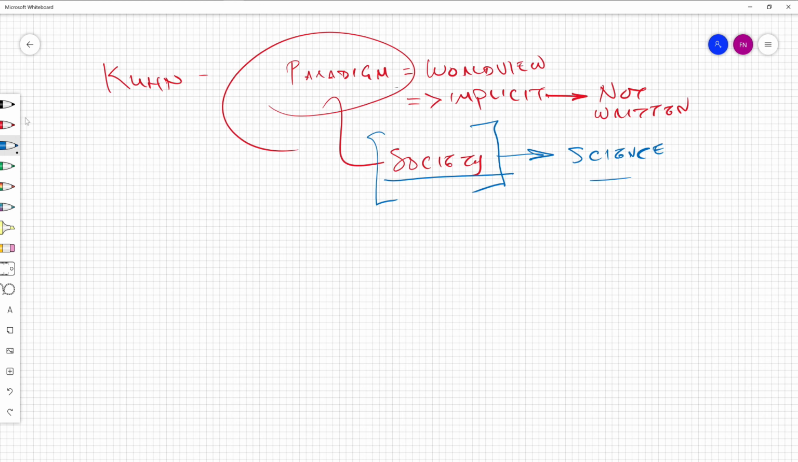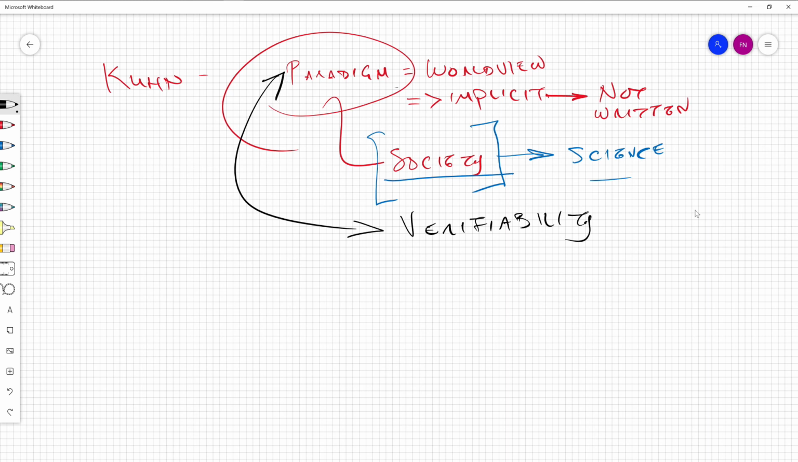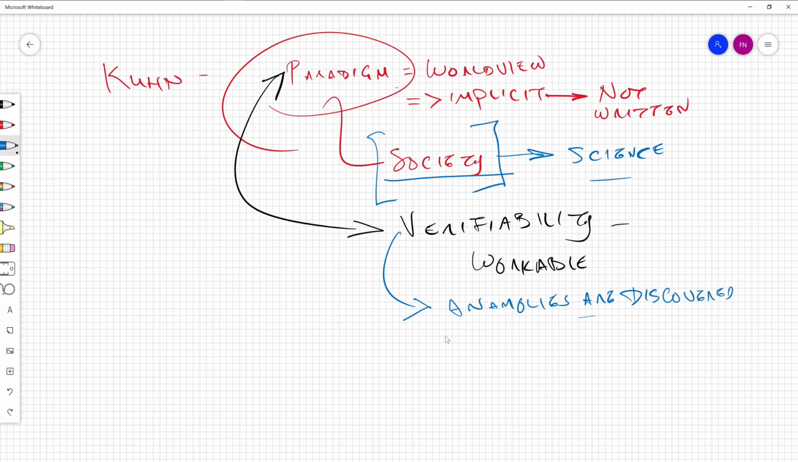The function of science, paradigmatically for Kuhn, is to verify that the principles, assumptions, hypotheses of the paradigm are in fact true. Well, he would prefer workable. Inevitably, in the process of testing and verification, anomalies are discovered. An anomaly is a phenomenon that does not fit the paradigm.